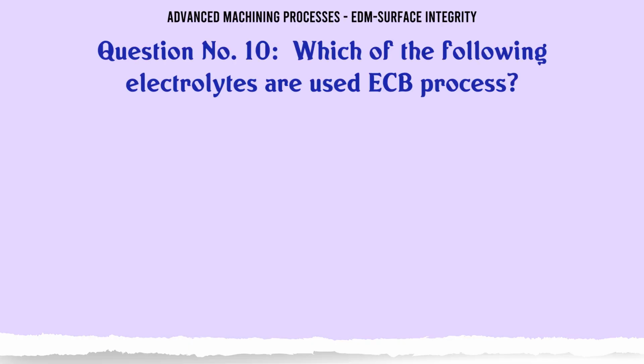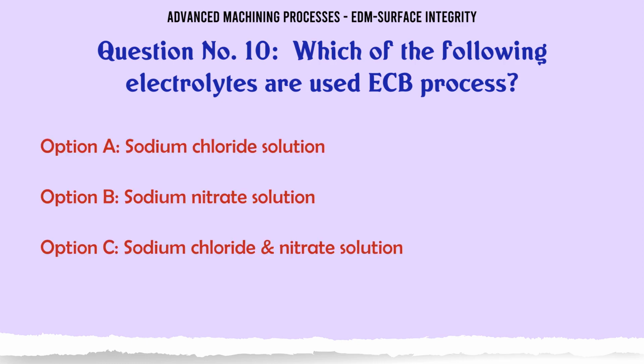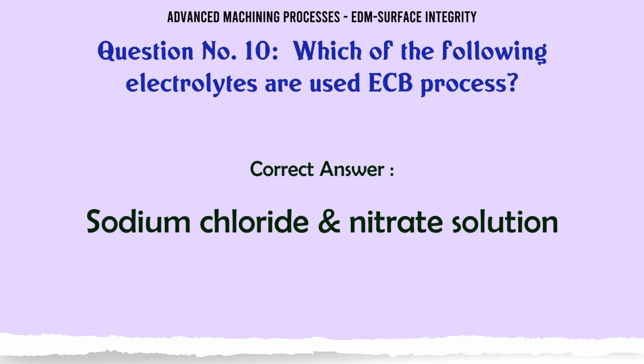Which of the following electrolytes are used in ECB process? A sodium chloride solution, B sodium nitrate solution, C sodium chloride nitrate solution, D none of the mentioned. The correct answer is sodium chloride nitrate solution.